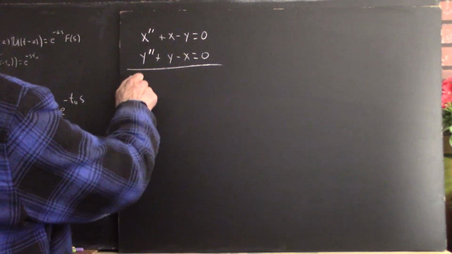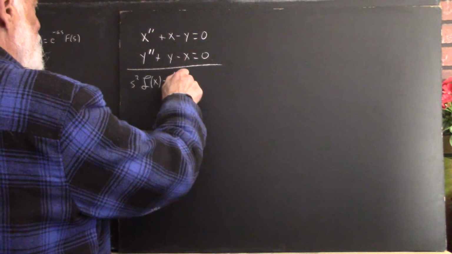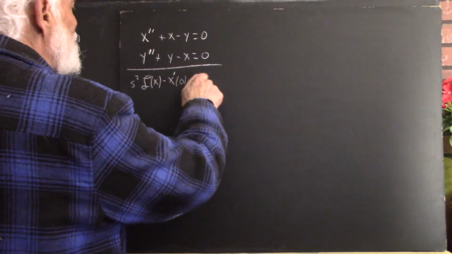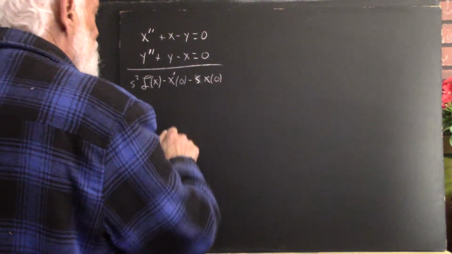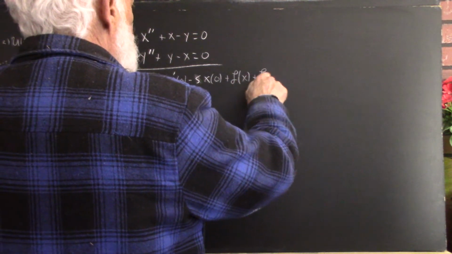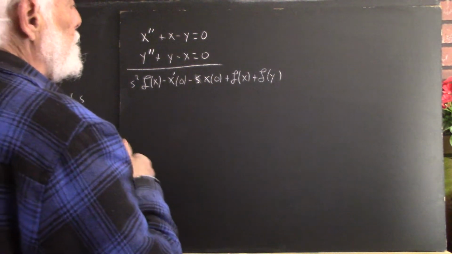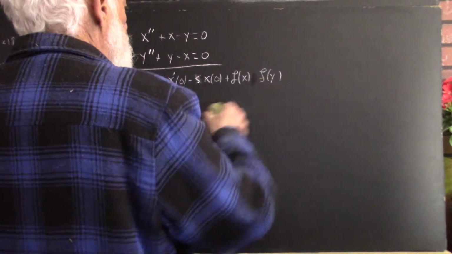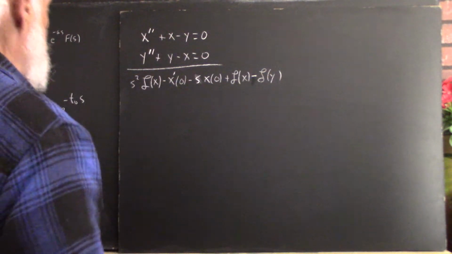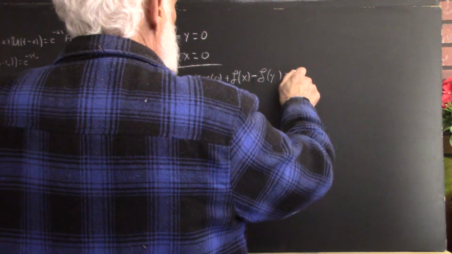Well, that's just s squared L of x minus x prime of 0 minus s x of 0 plus Laplace transform of x plus Laplace transform of y. And see, there's a mistake I'm trying to make already, because that plus ought to be minus. Then that of course equals 0.